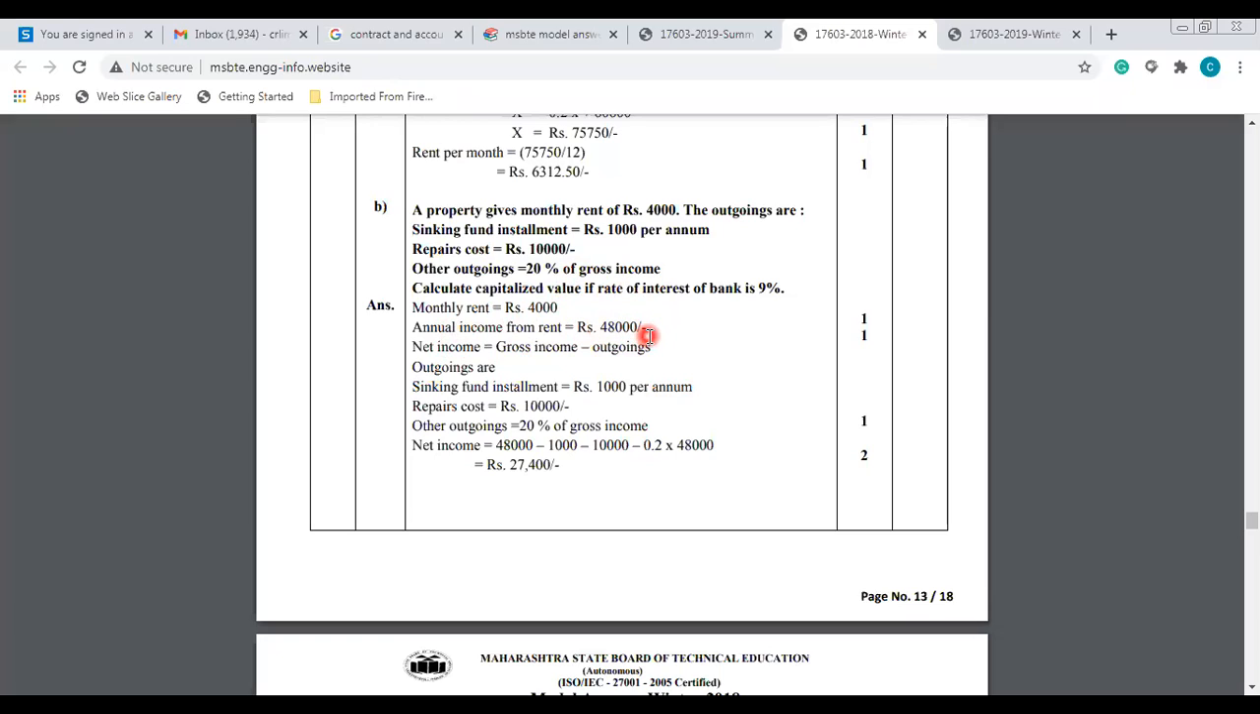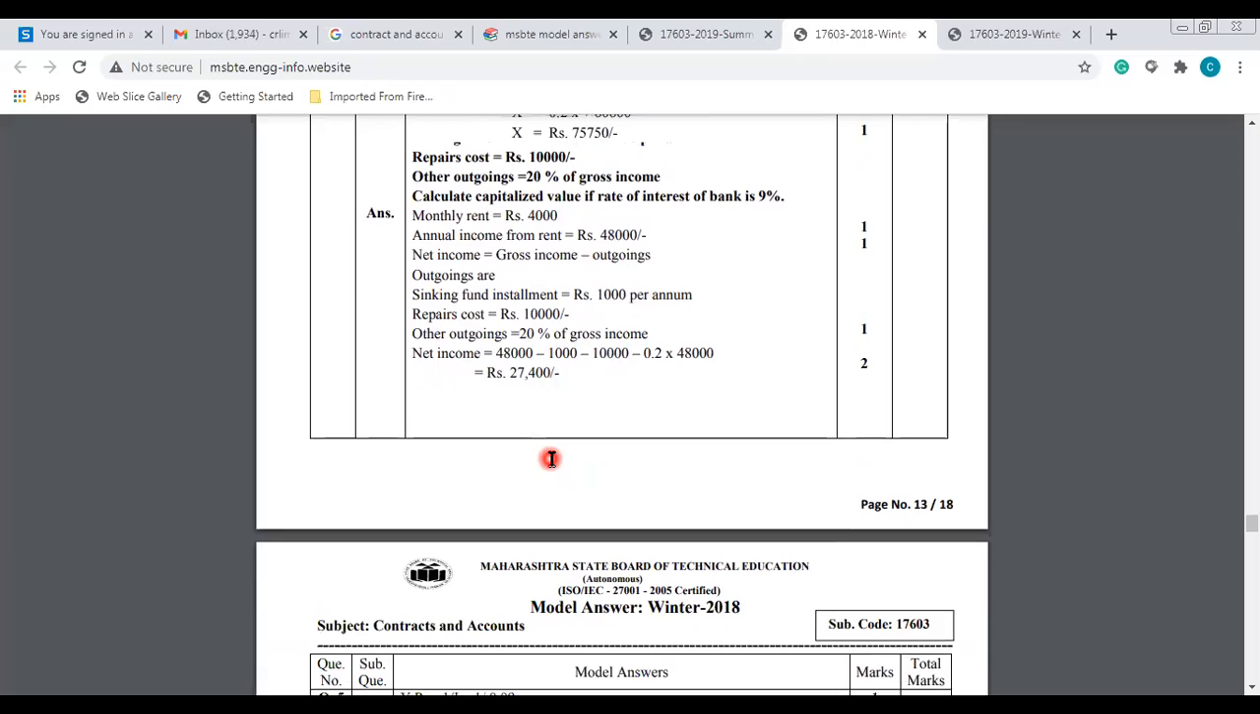That is rupees 48,000. Okay, so for net income, what is the formula? Gross income minus outgoings. Gross income is rupees 48,000. We have derived it. Minus outgoings: 1,000, that is the sinking fund installment, minus 10,000 repair cost, minus 20% of the gross income, these other outgoings. So 0.2 into 48,000. If you do the calculation, the net income comes as 27,400 rupees. Okay, that is the net income. We have to derive it.